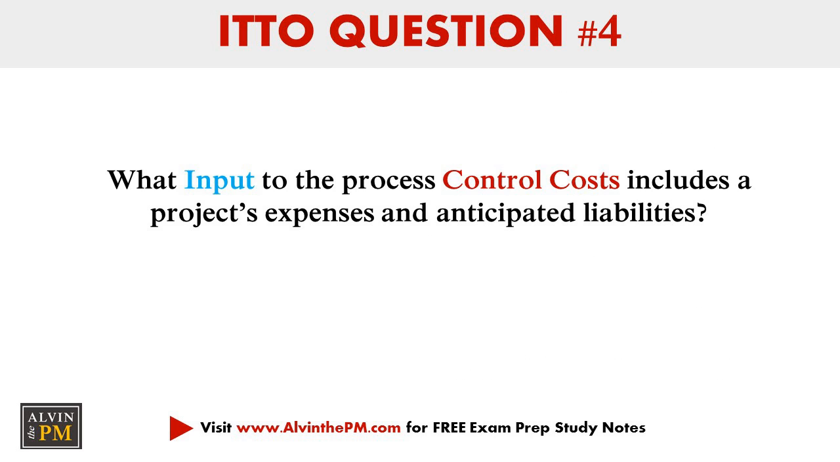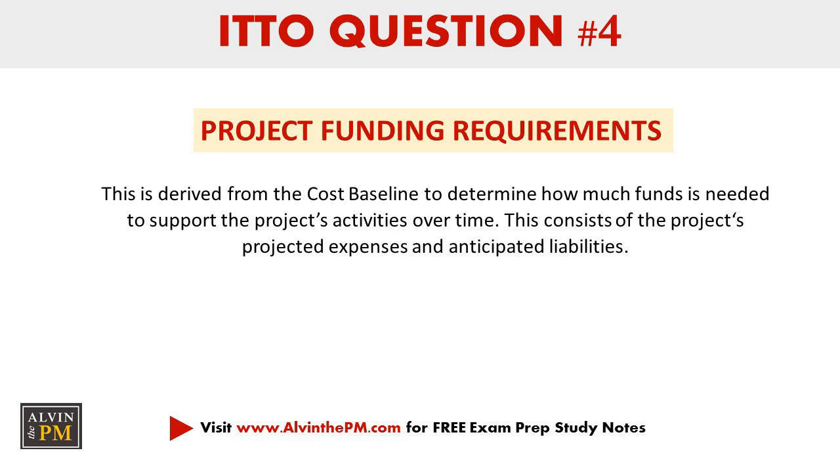Question 4. What input to the process control costs includes a project's expenses and anticipated liabilities? This question might be tricky, so pause the video and think about which answer you think is correct. The correct answer is the project's funding requirements, which is calculated from your cost baseline to determine how much money you need in order to execute your project's activities with respect to time. On to our next question.